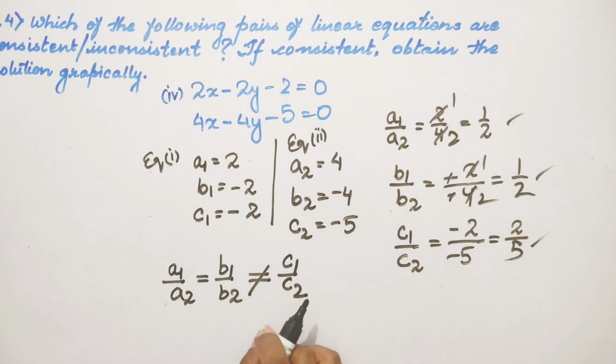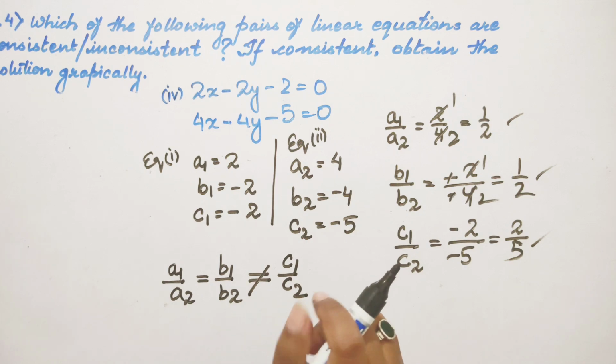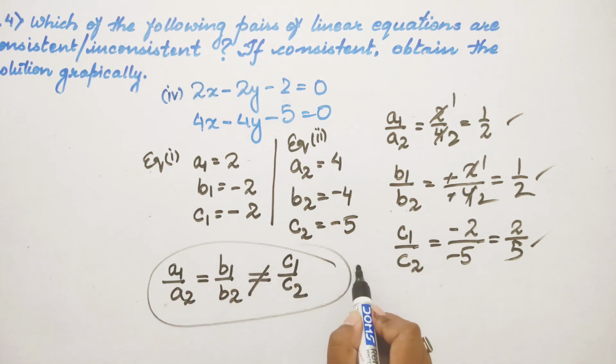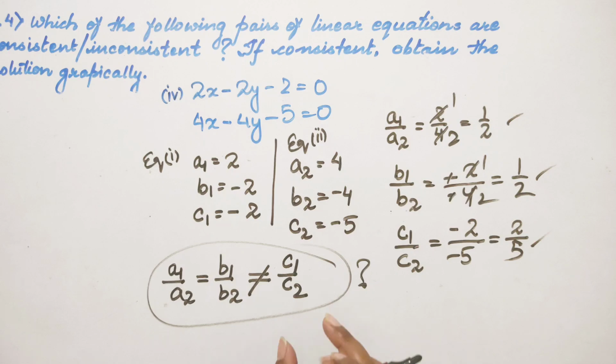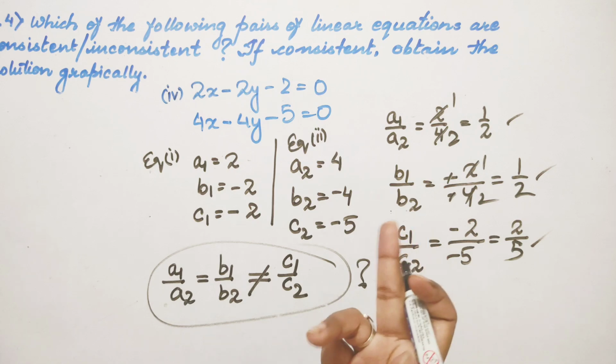This indicates that these lines, let me ask you this question. What does this condition indicate? Do these lines intersect each other? Are these consistent or are parallel lines? Let me know in the comment box.